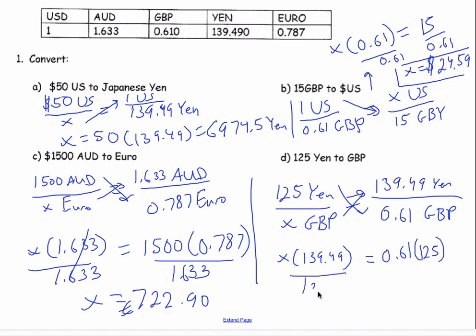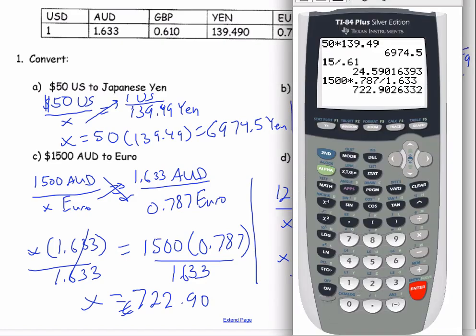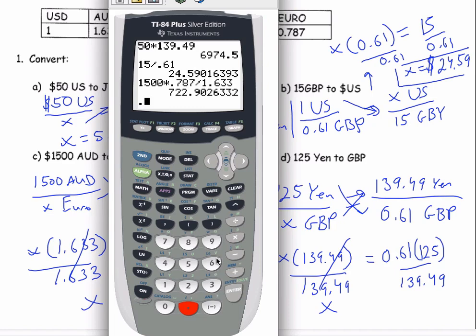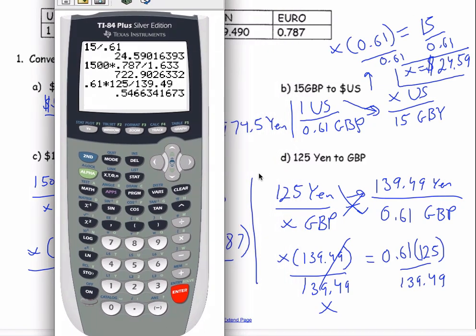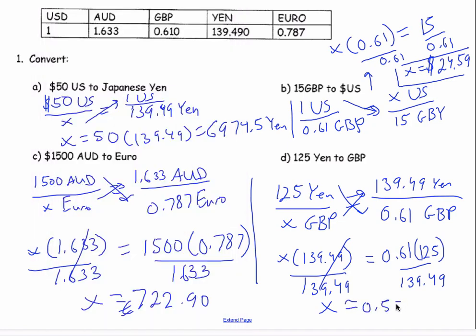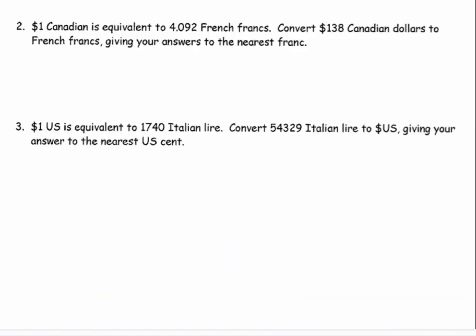So I'll divide by 139.49. 0.61 times 125 divided by 139.49 gives me 0.55 Great British pounds, so about 0.55 Great British pounds. Okay, next example.